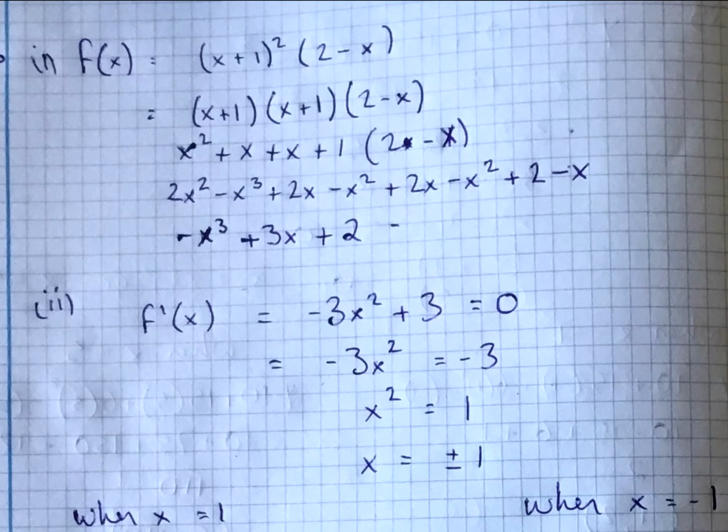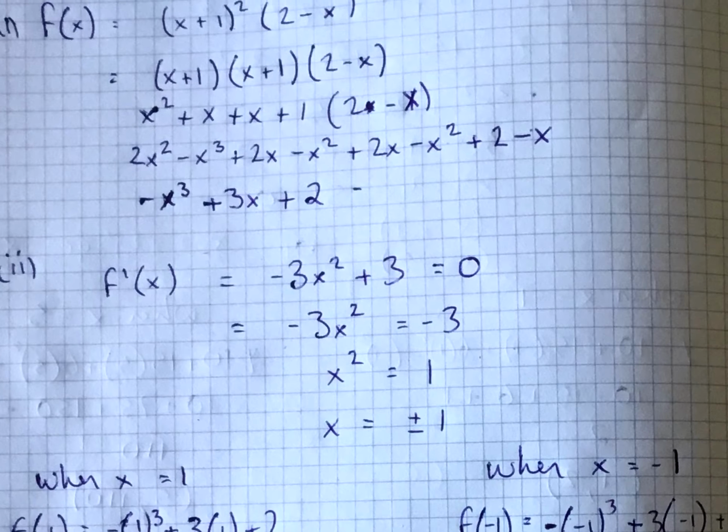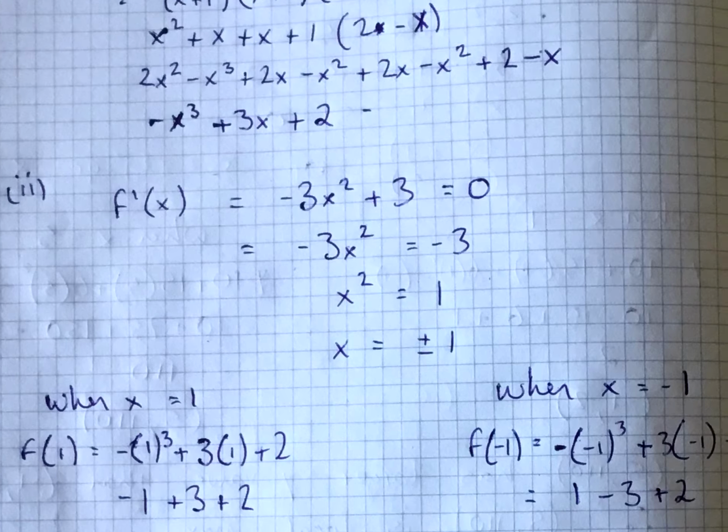Part 2 asks for the turning points. I've got to find the local max and the local min. We did that in question 5. That's exactly the same process. I get my first derivative, so I go from minus x cubed plus 3x plus 2 to the first derivative there, the f prime of x. I'll put it equal to 0.